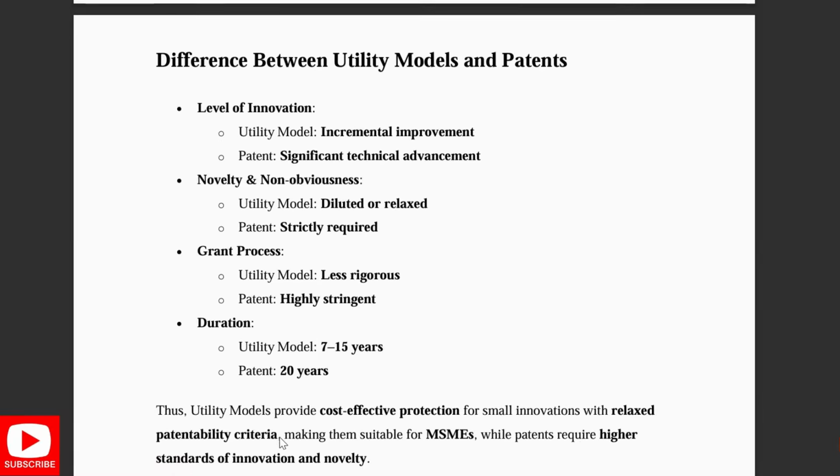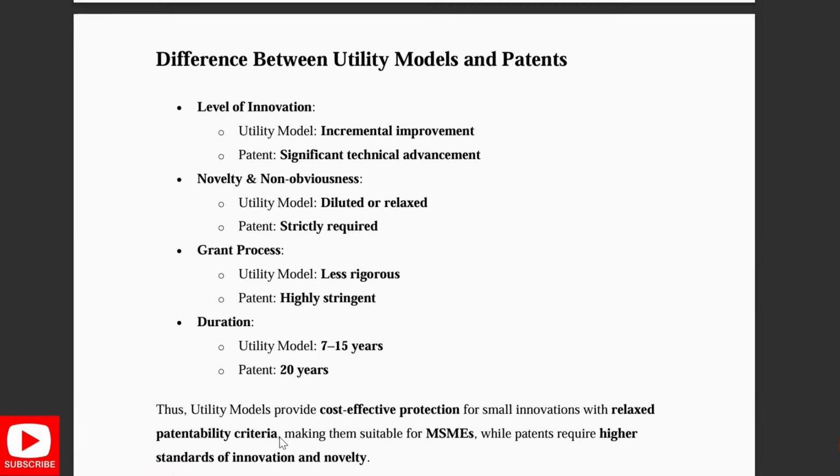So the difference is the level of innovation. In the utility model, it is an incremental improvement; in the patent, it is a significant technical advancement. In novelty, it is diluted or relaxed in utility models. In the patent, it is strictly required. Grant process, utility model, it is less rigorous. In patent, it is highly stringent. Duration is 7 to 15 years here. Here it is 20 years. Thus, you can say utility models provide cost-effective protection for small innovations with relaxed patentable criteria, making them suitable for MSMEs, while patents are for high standards of innovation and novelty.